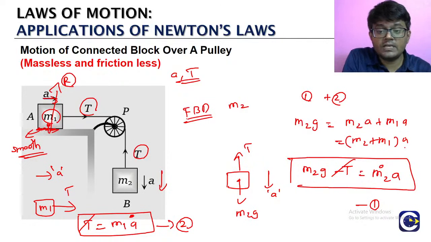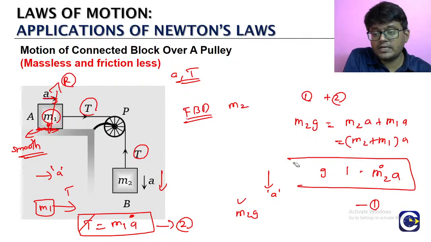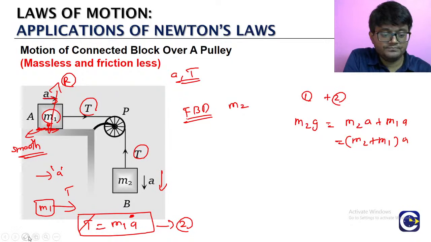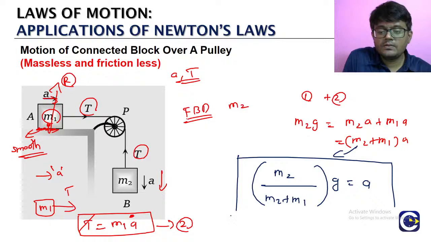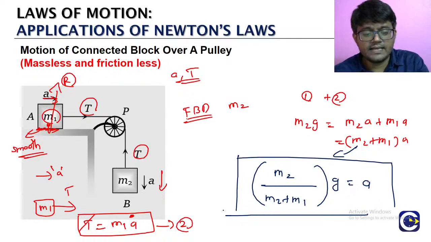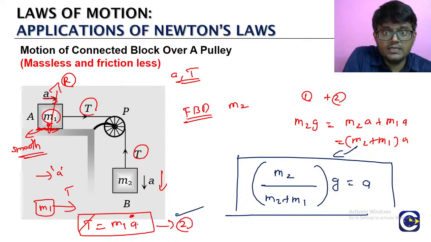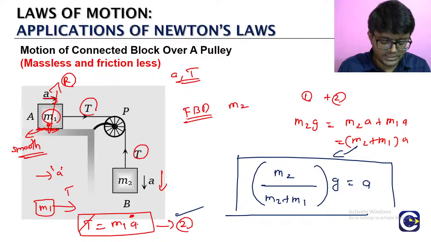We are looking for the acceleration. I'll erase this equation because we already got it. We bring this M2 plus M1 to the left side, so it goes to the denominator. So M2 by M2 plus M1, whole multiplied by G, is our acceleration. Once we get the acceleration, we can substitute it in any equation. Equation 2 is the simplest one. Straight away we will get the T value. So this is how we are going to approach these kinds of questions.